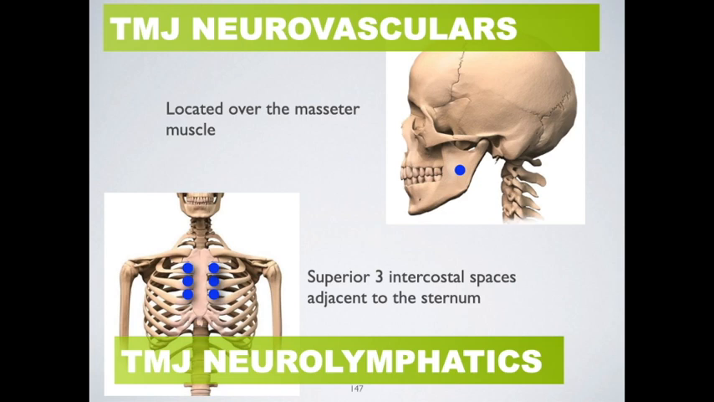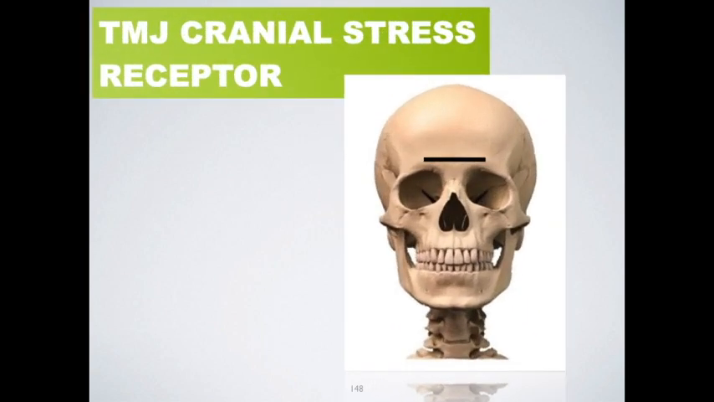The Chapman reflexes, you can see they're the same as the lung-related muscles. The cranial stress receptors are right across both orbits, just above the orbital ridge.